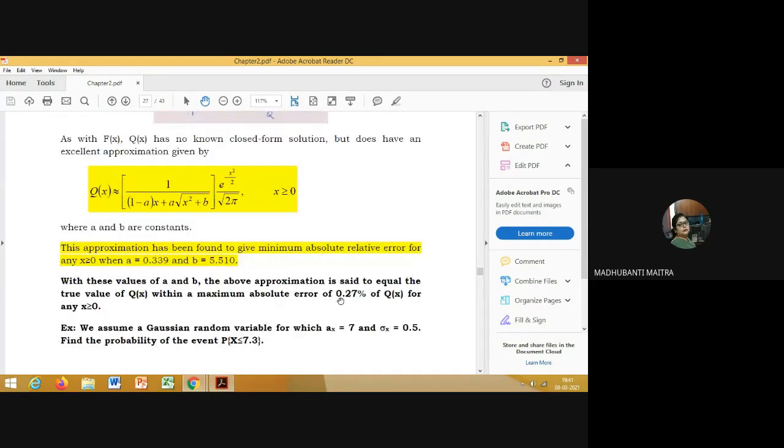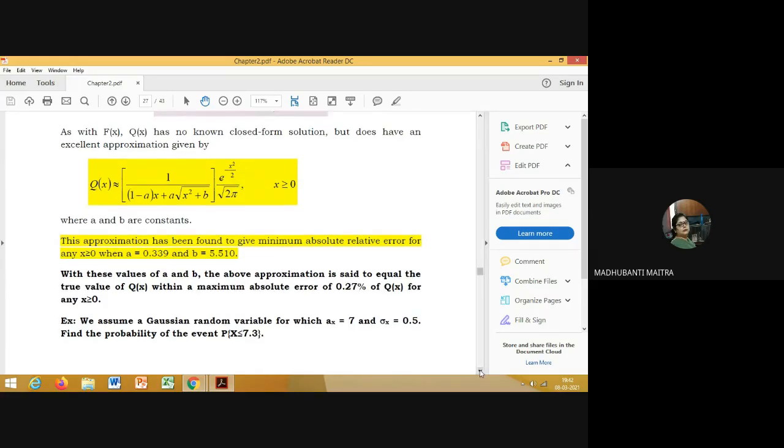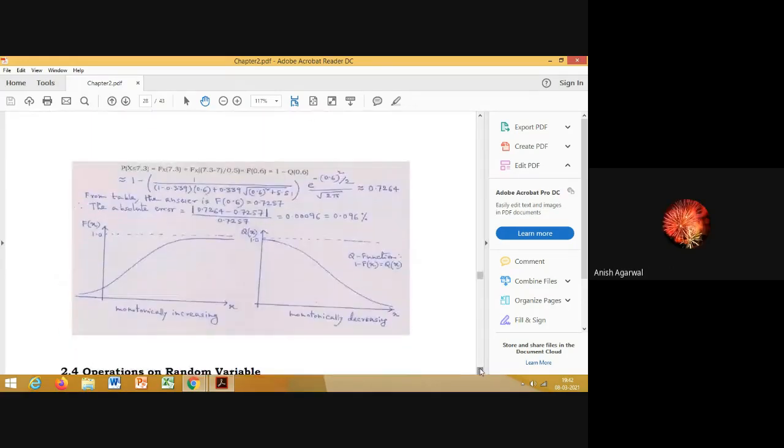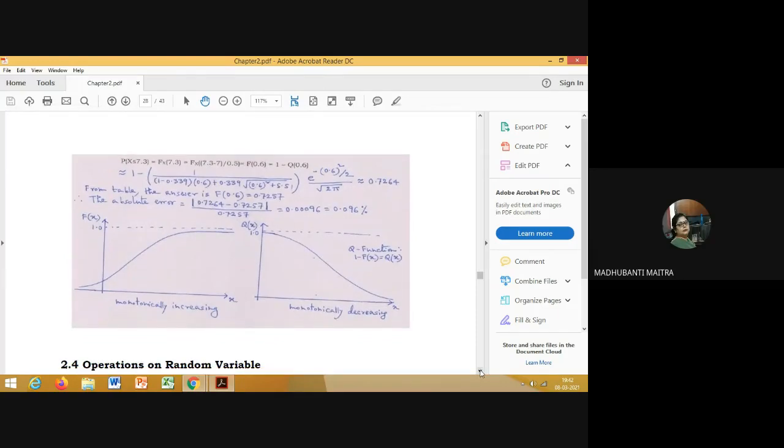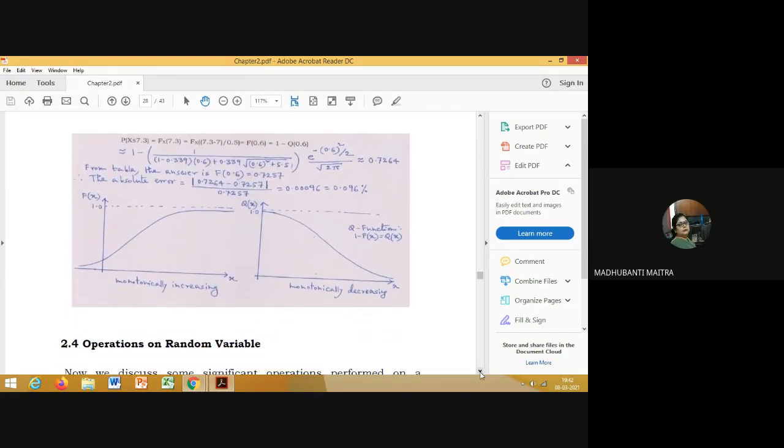And here we have seen that the maximum deviation could be equal to 0.27%. So this is quite a good approximation, isn't it? Yes, ma'am. And the method has its own advantage because of its simplicity. Simply with the help of a calculator, we can find out this probability.